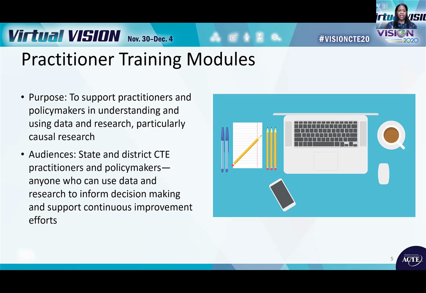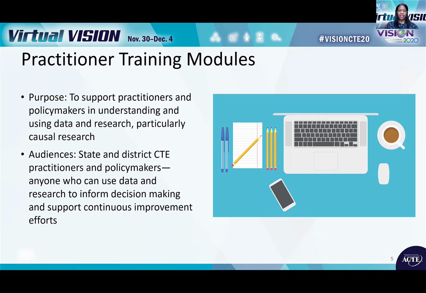But what we have learned, and what I know from my own experience as a practitioner, is that we don't always have the research background that can help to show the impacts of our work. So through these training modules, we really want to support practitioners in understanding and using not just research, but causal research. You will learn about best practices in data collection and organization and how that can help improve data systems and support our use of data so that we can make informed state and local decisions about CTE.